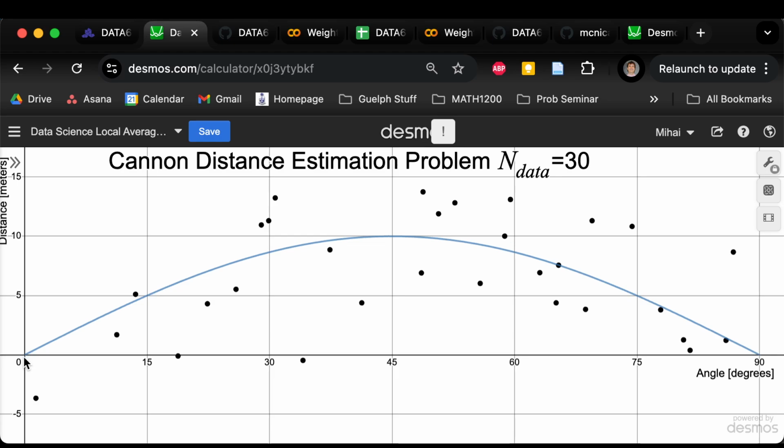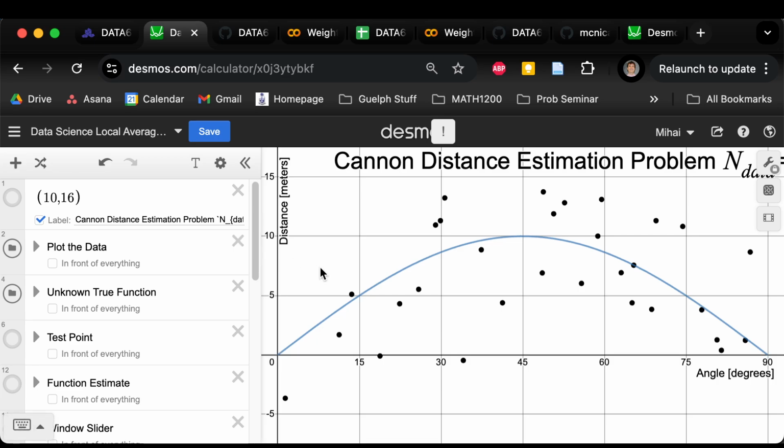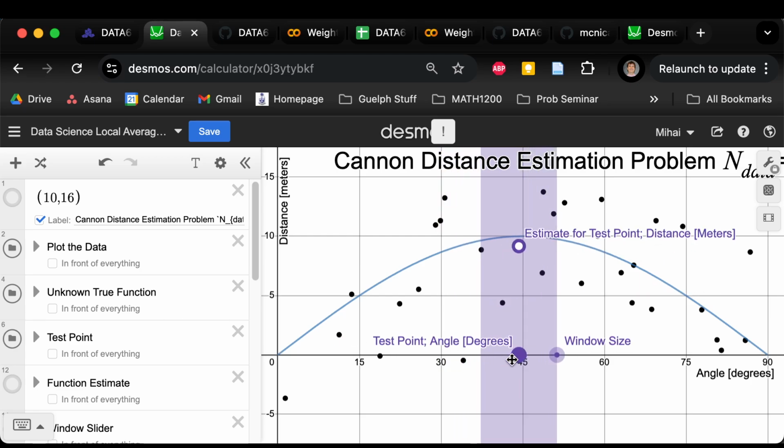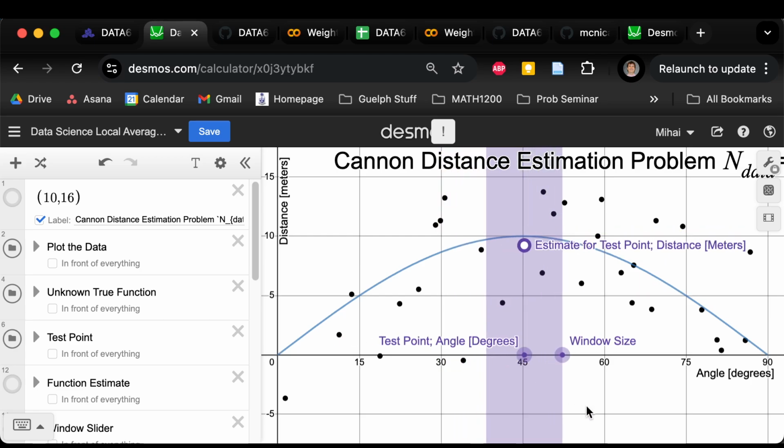Anyone else? Okay, and in the video, the suggested answer, we want to estimate the mean. So the answer was, let's estimate a mean by having a little window. Suppose you want to know how far the cannon will go when you shoot it at 45 degrees. You take 45 degrees, you make this little window, which is this purple area, and you look at all the data points that are within this window. In this case, there are 1, 2, 3, 4 data points.